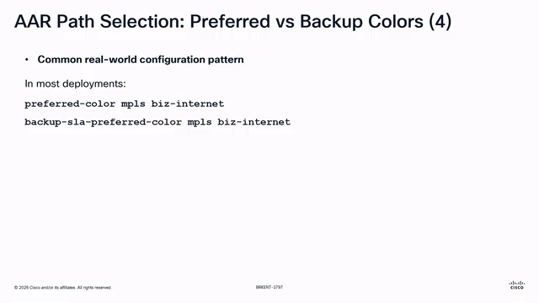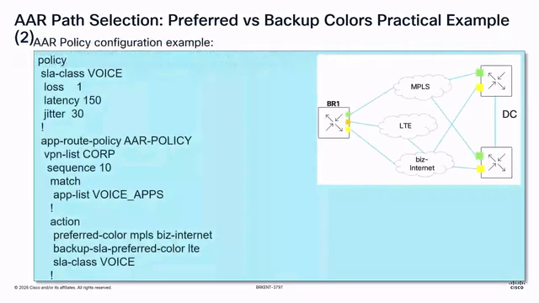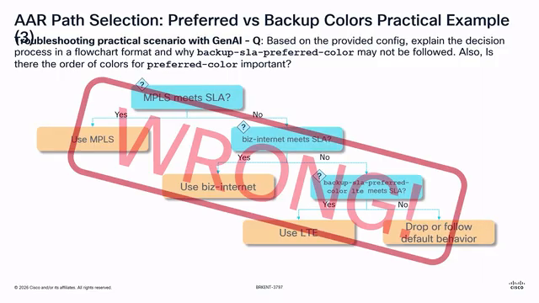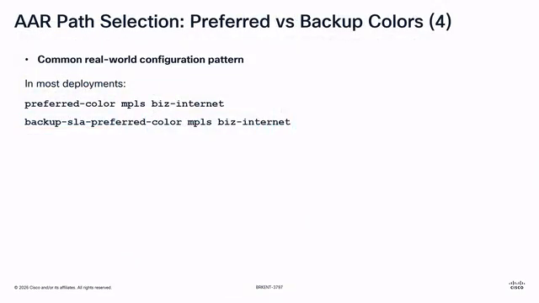So in most deployments, I need to go back to that policy to show it to you, right? What we are trying to achieve here is to send traffic over MPLS or biz internet and use LTE as a backup. Very, very simple. This is what we configured. But in most deployments, a more practical configuration will be to define preferred color, MPLS, biz internet, and then backup SLA preferred color matching the same set of colors.